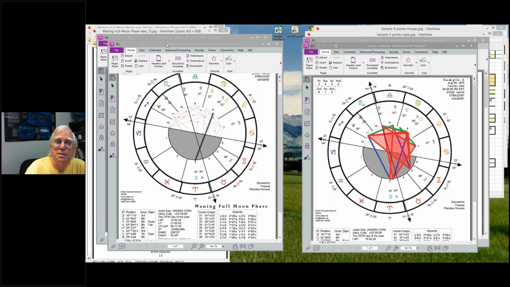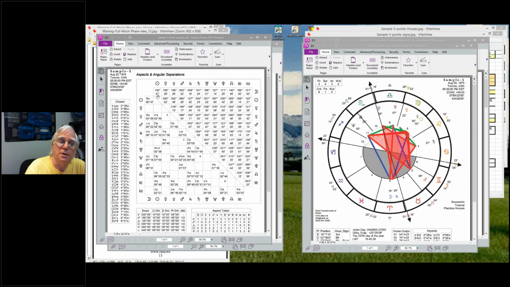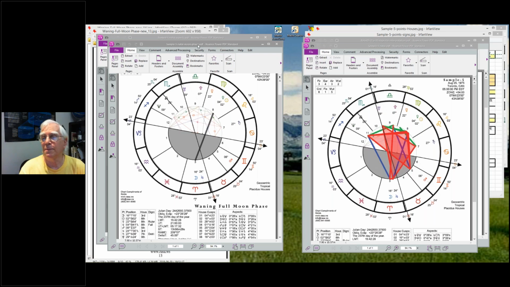To get the phase, the angle is 135.47. Now, with the phases, it's not like the pattern types. You can't allow an orb around this. It's a more exact measurement. So it's 135.47, between 135 and 180. It's going from 180 at the full, so it's the waning full moon phase. It's the very end of the waning full moon phase, just as it's becoming the gibbous moon.